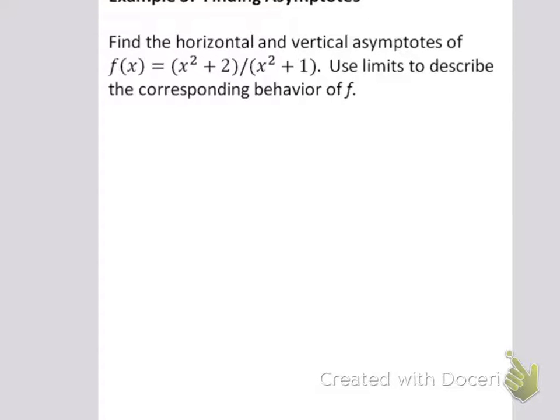Find the horizontal and vertical asymptotes of x squared plus 2 over x squared plus 1. Use limits to describe the corresponding behavior of f. Now, a couple things. One, let us find the vertical asymptote. To do that, we set the denominator equal to 0. Well, unfortunately, there is no real number solution to that equation. So there is none.